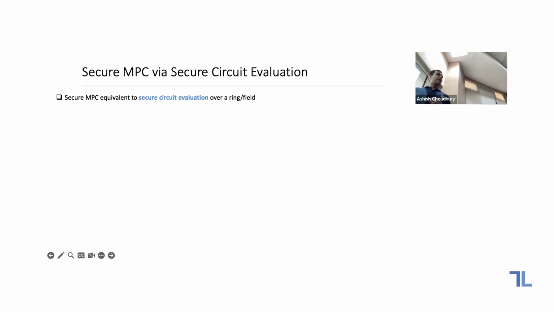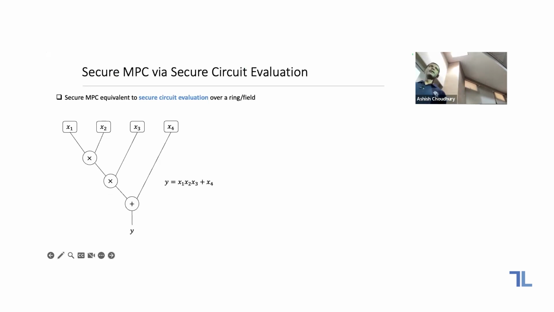So we follow the standard idea of a circuit evaluation to do the secure MPC. In this abstraction, we assume that the function to be securely computed is represented as some arithmetic circuit over an algebraic structure. It could be a group, a ring, or a field. For example, suppose you want to compute a function x1 times x2 times x3 plus x4. You will have a circuit like this, and the detailed description of the circuit will be publicly known.